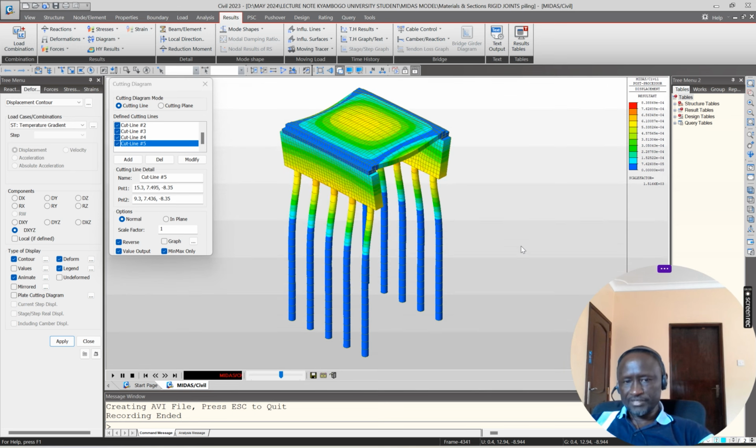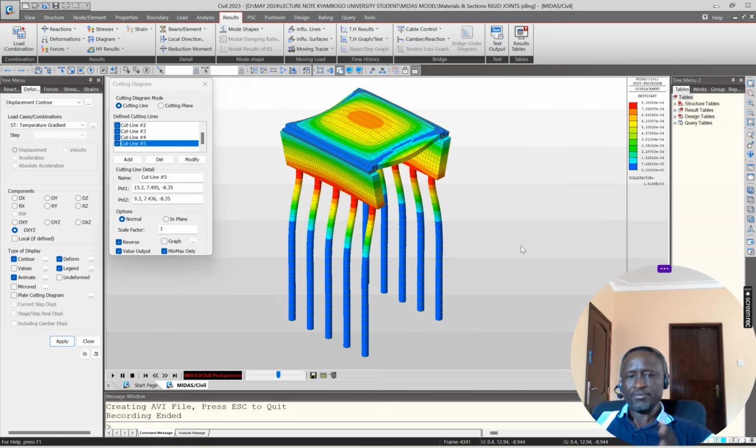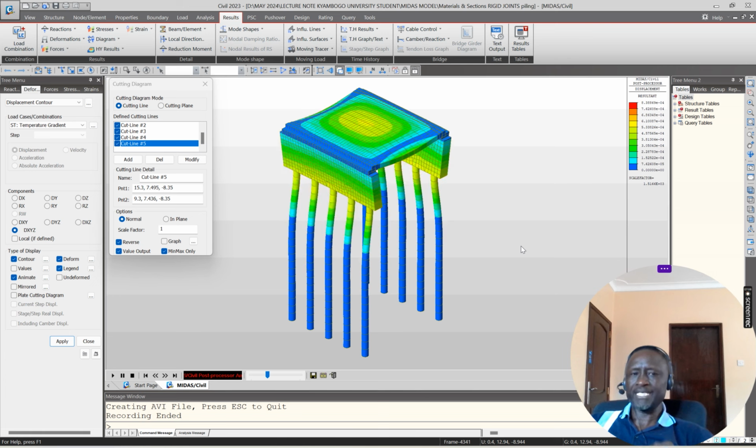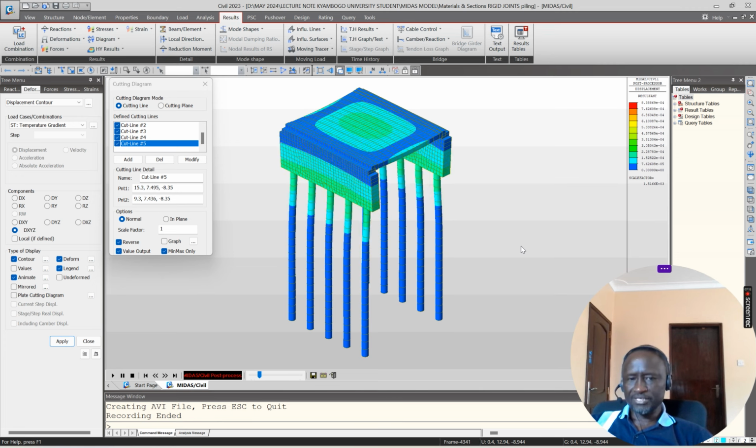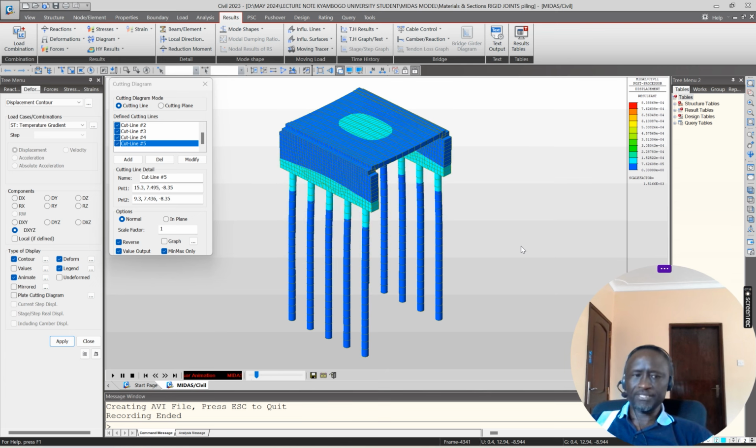Look at how this, of course, is exaggerated. But look at how when you have a rigid connection, the most dangerous location when you have pile is at the pile cap and pile interface. You have to be careful at that. That's where you have the maximum moment, the maximum shear force. You have to make sure it's properly detailed, proper sizing, proper stiffness. Very important. Thank you so much.